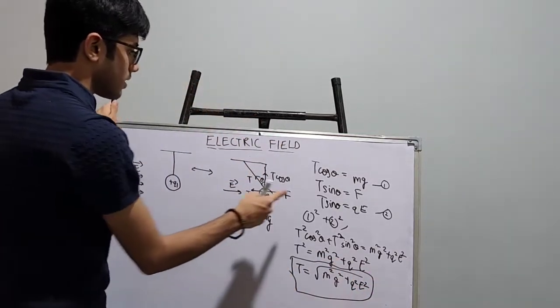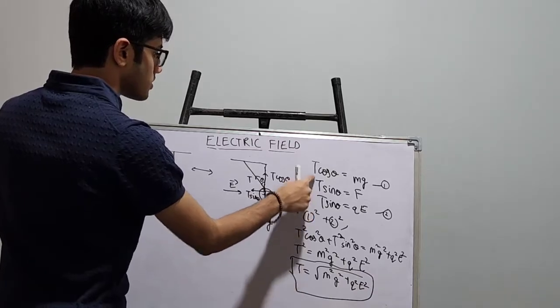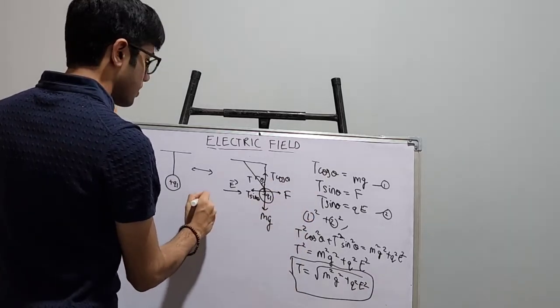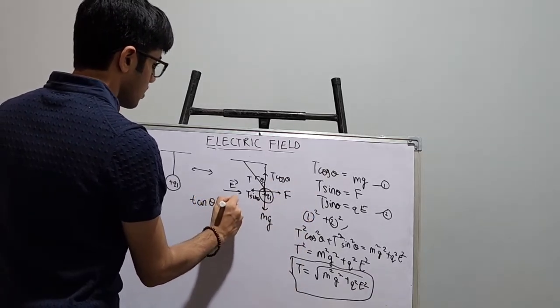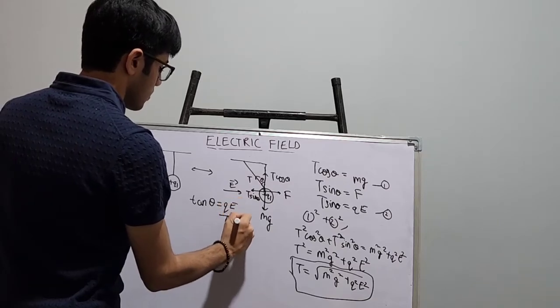Suppose we were to find tan theta here. So just dividing these two equations, we would get tan theta as QE over mg.